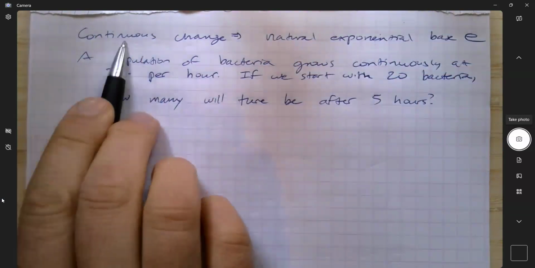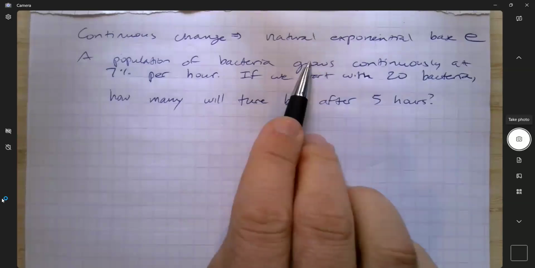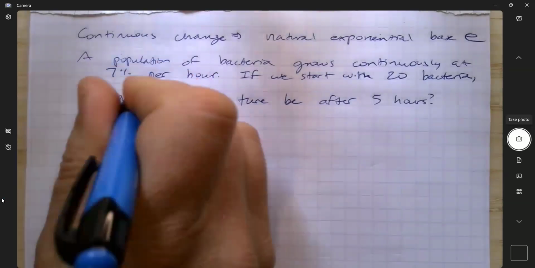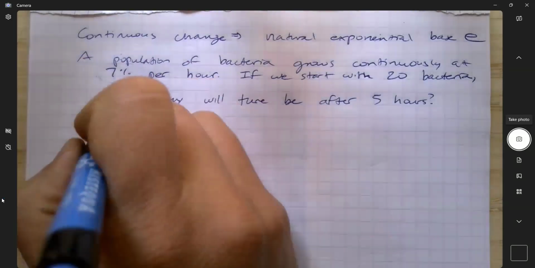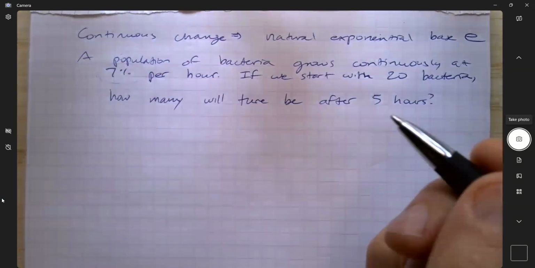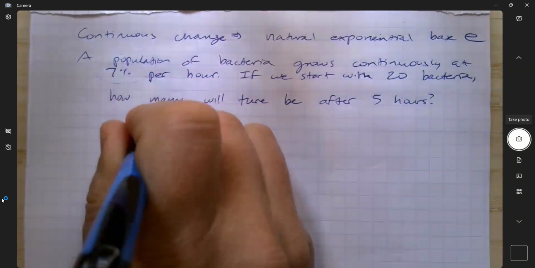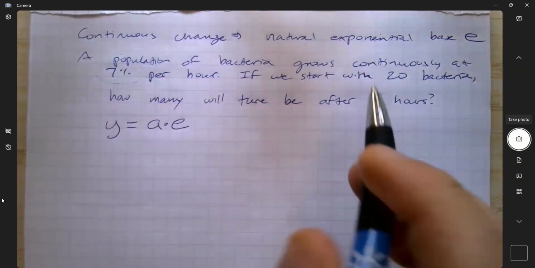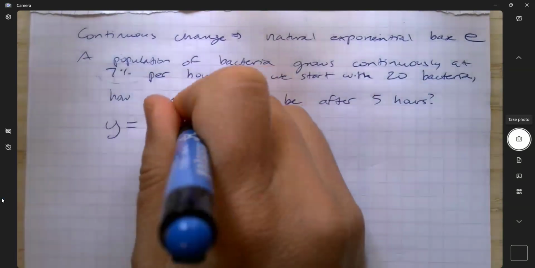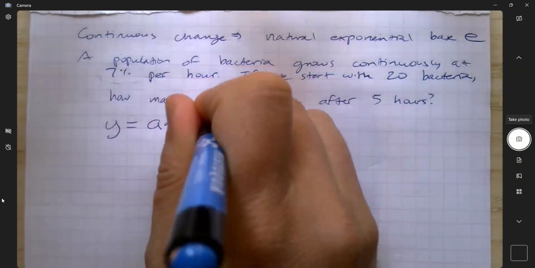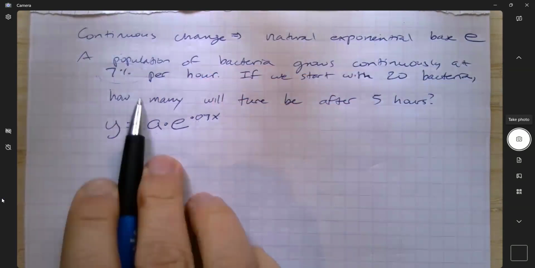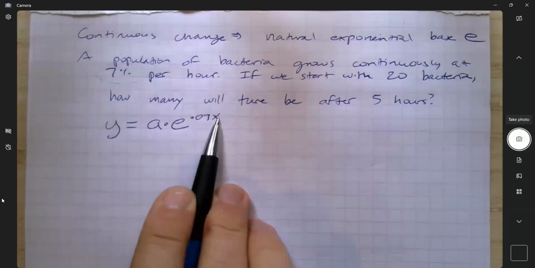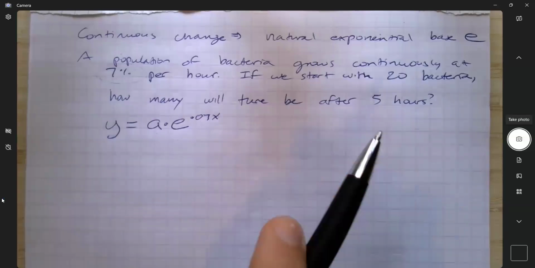So we say, okay, this is a continuous growth. The 7% tells you that it's multiplication. So it's a continuous multiplication growth. And that means we want to use a natural exponential base, which is y equals a times e to the rate times x. And we use that percentage, and this is actually very similar to the economic interest idea. A is like our principal, we have our interest rate as a decimal, and x is our number of time periods, in this case, hours.